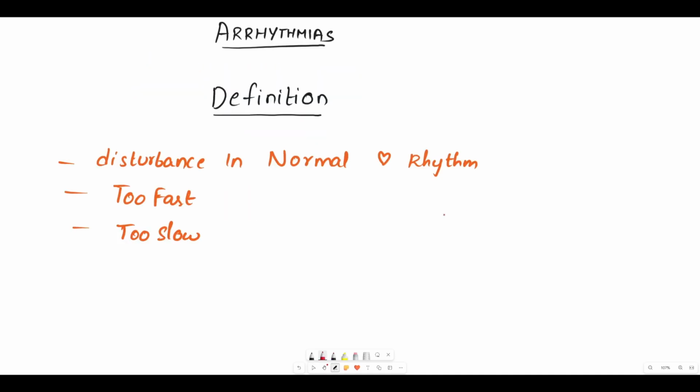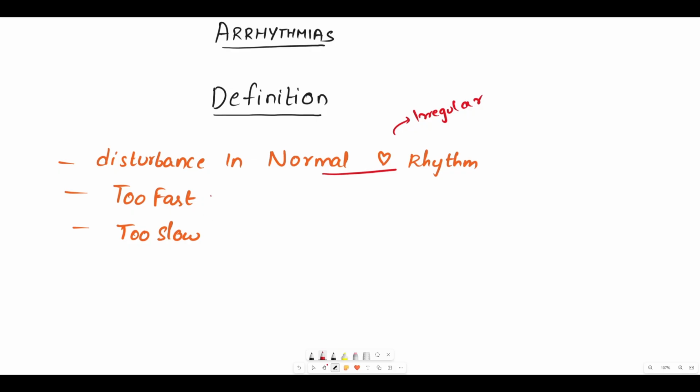So, let's start the topic with the definition. What are arrhythmias? Arrhythmia is simply a disturbance in the normal heart rhythm. That means the heart rhythm can be irregular sometimes, the heart can beat too fast, or it can beat too slow.